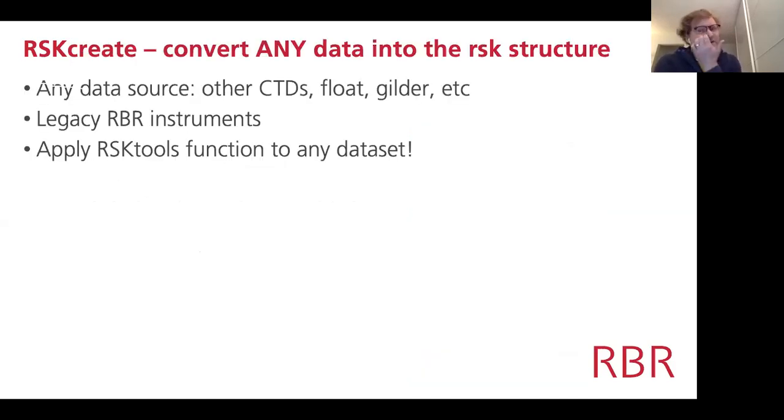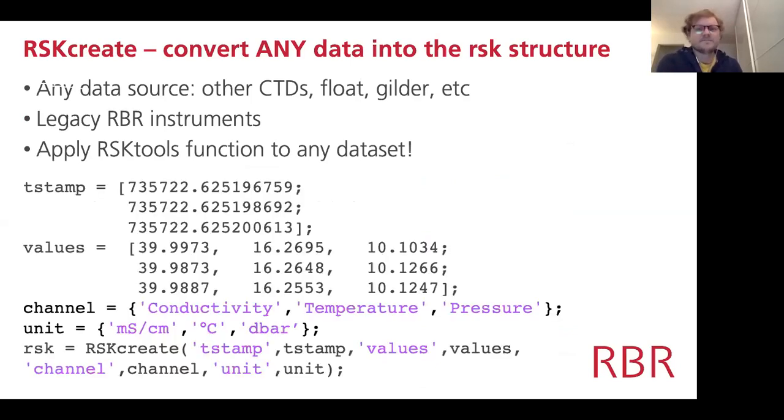And then we have a function called RSKcreate. The point of this one is that you can take data from any instrument, and RSKcreate creates a structure with that data in the format that RSKtools recognizes. So if you have any other CTD from any manufacturer, floats, gliders, legacy RBR instruments that produce hex files, if you can get that data into MATLAB, you can use RSKcreate to create an RSK structure and then use any RSKtools function to operate on it. That's super helpful. We use this one quite a bit, especially with glider data.